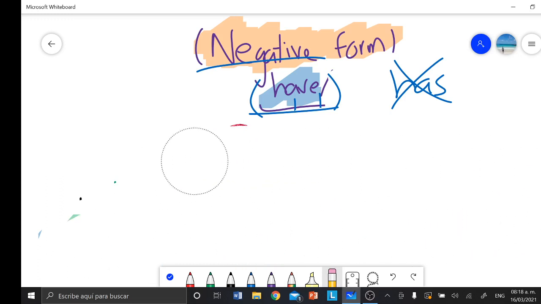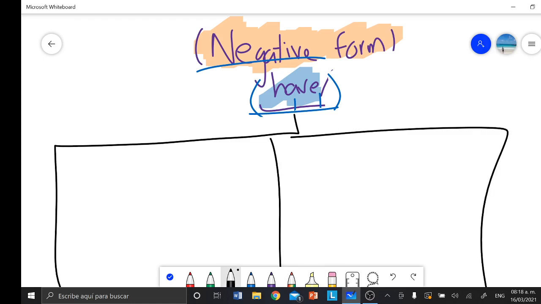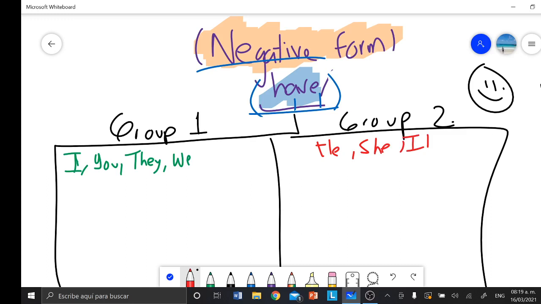In this case, something that I didn't tell you is that we need to divide the subjects again into different groups. Vamos a tener que dividir los sujetos en dos grupos. Like the last time, we have group number 1 and group number 2. Remember, we're talking about subjects, los sujetos. In this case, group number 1 is going to be the same as the last class. Van a ser los mismos de la otra vez. So, group number 1, subjects I, you, they, and we. Group number 2, the ones of the last class: he, she, and it.